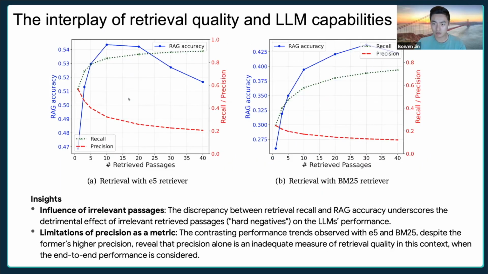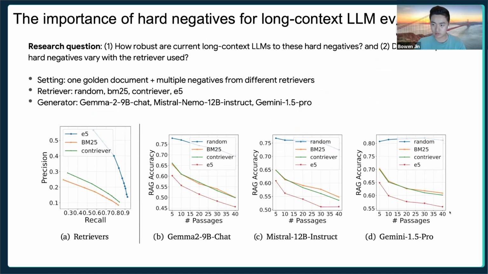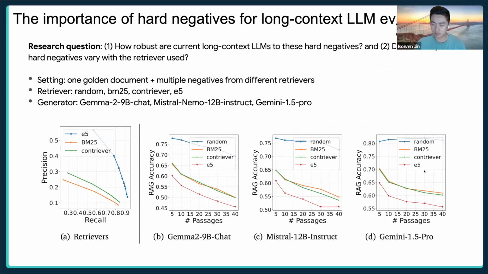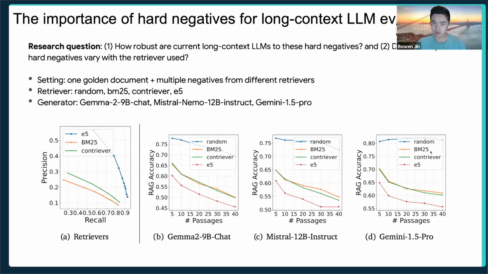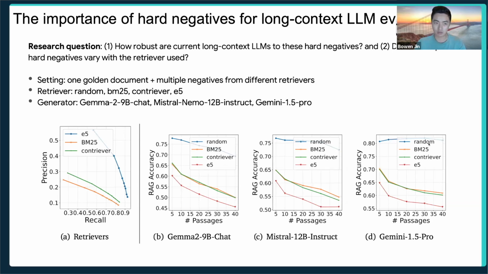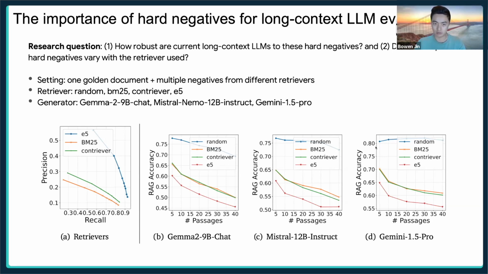I would also like to mention that for Gemini 1.5 Pro, when we were doing the synthetic experiment with hard negatives, if we only put random negatives inside, it seems Gemini 1.5 Pro is quite robust. But if we introduce hard negatives retrieved by different retrievers, the accuracy still decreases. So we suspect that when people at Google train Gemini 1.5 Pro, maybe they use random negatives together with the golden documents to give it the capability to be robust to negatives.